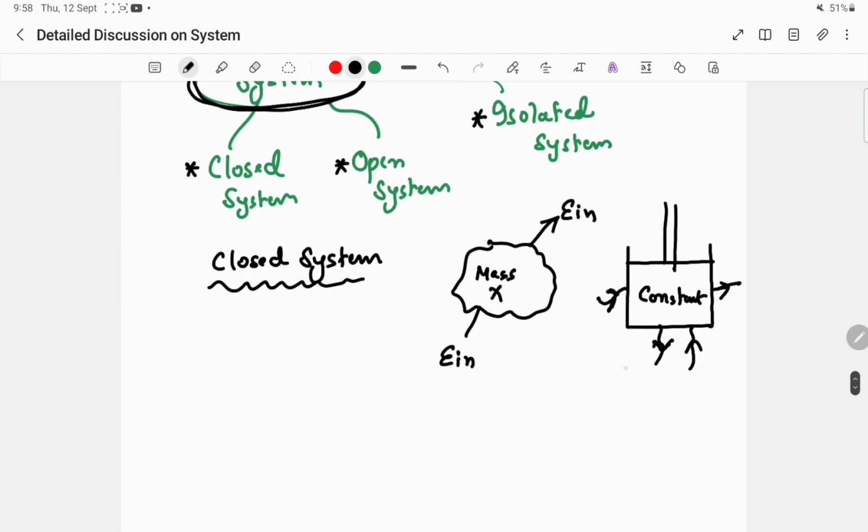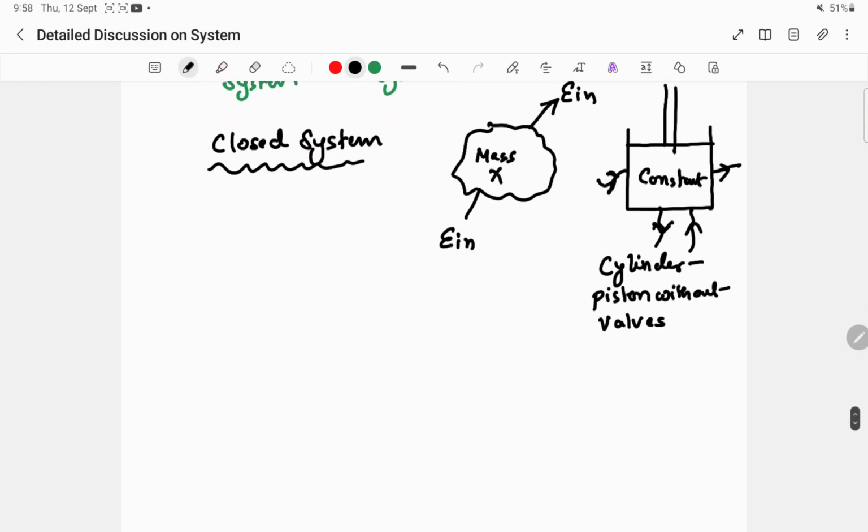That is a case of cylinder piston arrangement without valves. So this is your closed system.